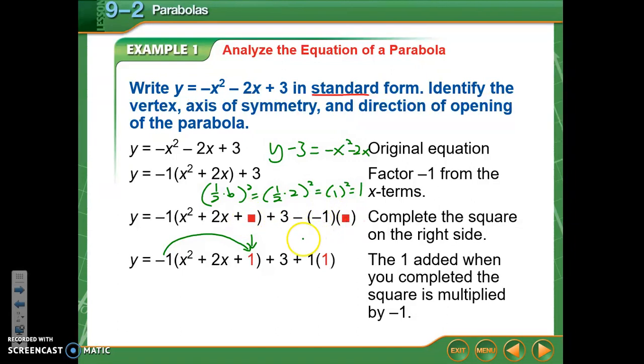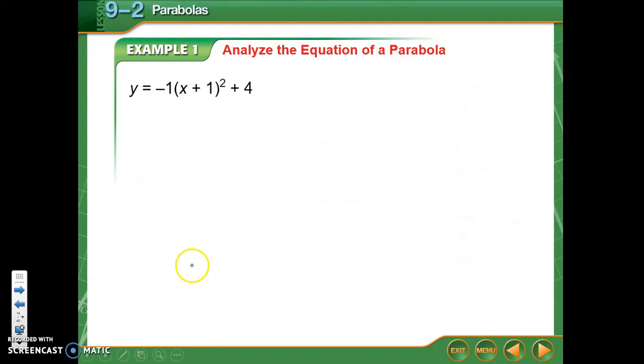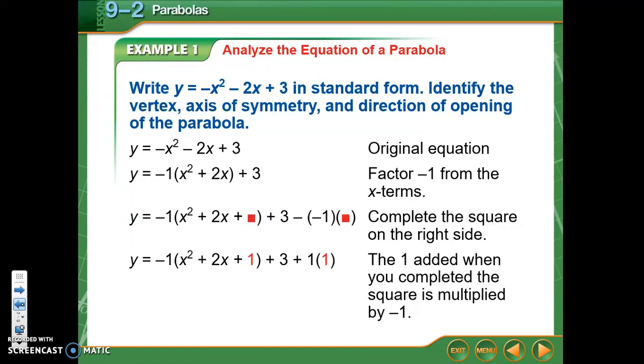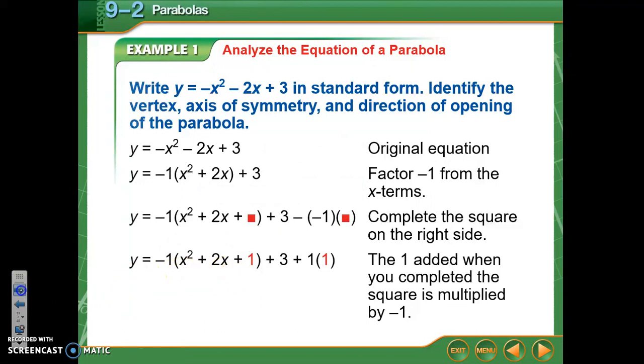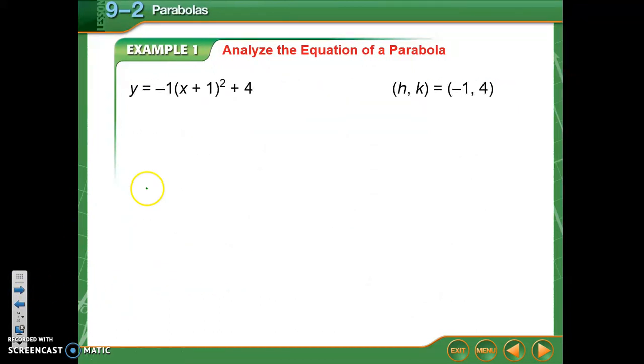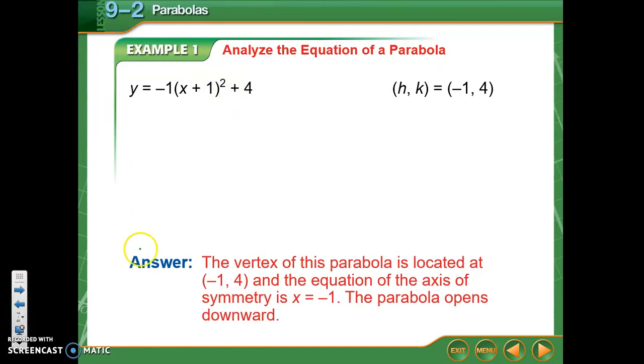That's sometimes why it's easier to have the 3 instead of having it over here, on the left-hand side. But either way, remember that the reason that we do that is because this is now a perfect square, x plus 1 quantity squared. So my equation looks like this. And I can read the vertex and everything I need to from here.